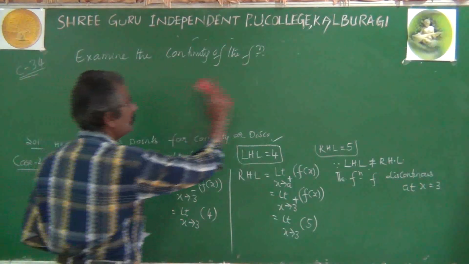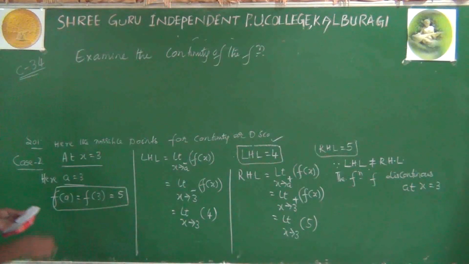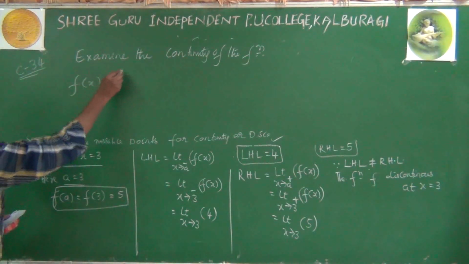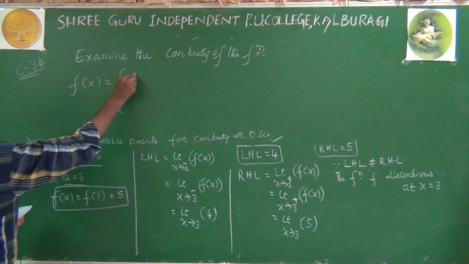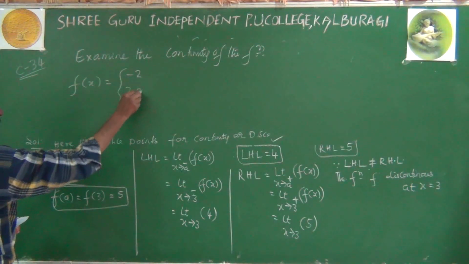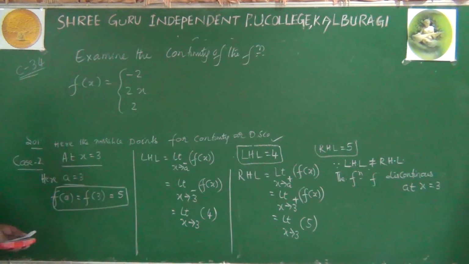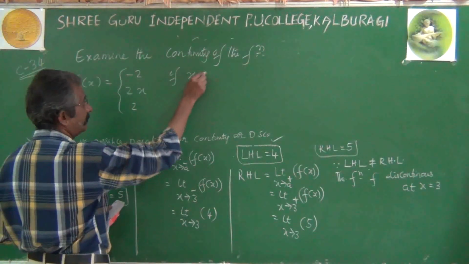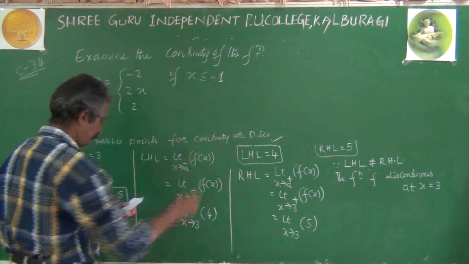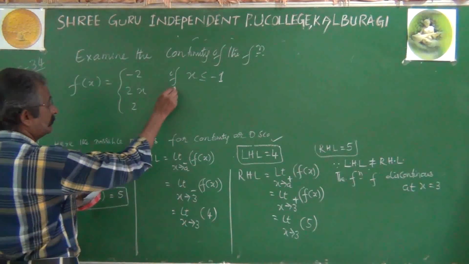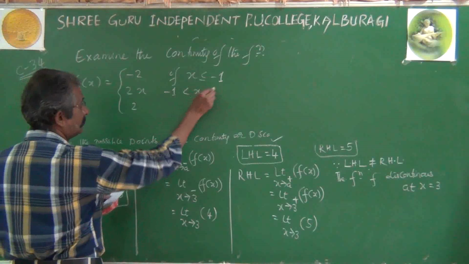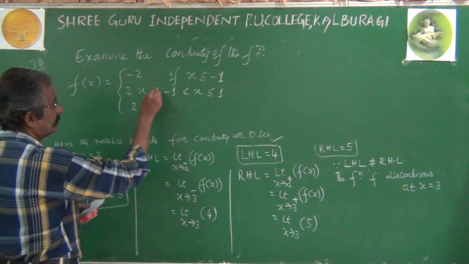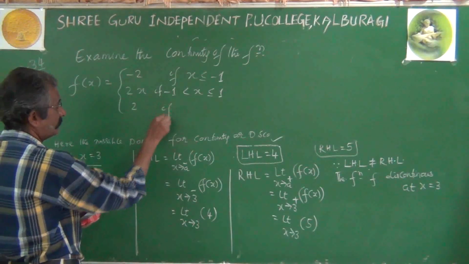Examine the continuity of function f of x equals to: first value minus 2, second value 2x, third value plus 2, minus 2 if x less than or equal to minus 1, next 2x if minus 1 less than x less than or equal to 1, third one, 2, if x greater than 1.